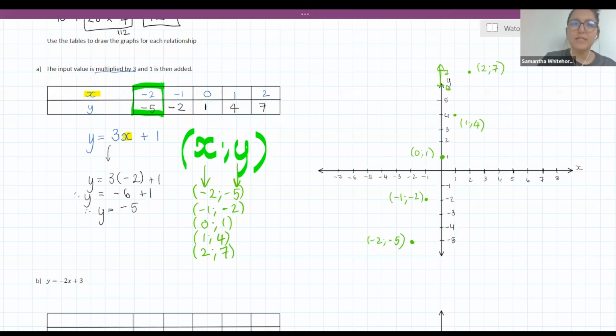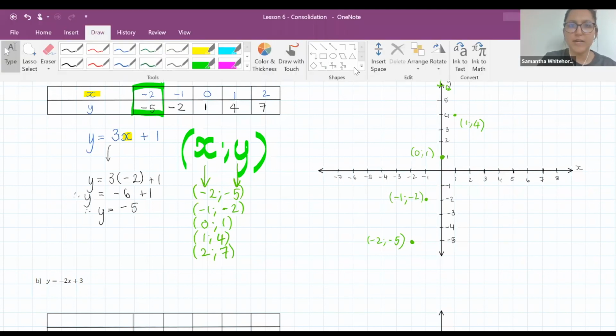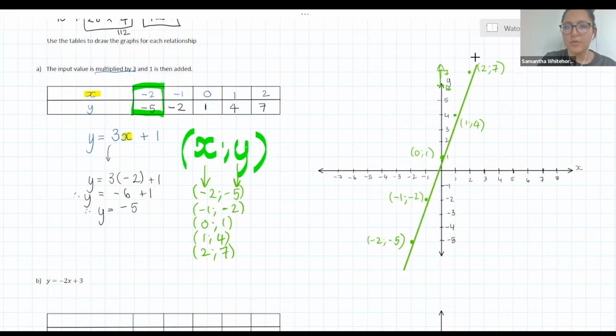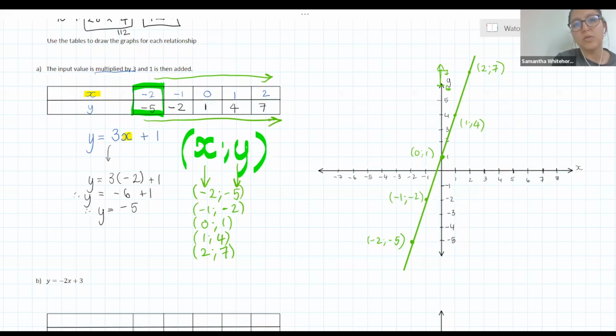And now what we see, if I think about the trend that I'm seeing here, is that I can join all of these points with a straight line, and I have got my graph. And what we see is that as these X values were getting bigger and bigger, the Y values were also getting bigger and bigger. And so what we have here is an increasing relationship. As my inputs get bigger, so do my outputs. And this is now the use, or the functionality, of graphs. It visually shows me this increasing relationship.